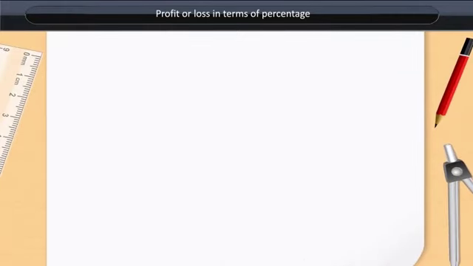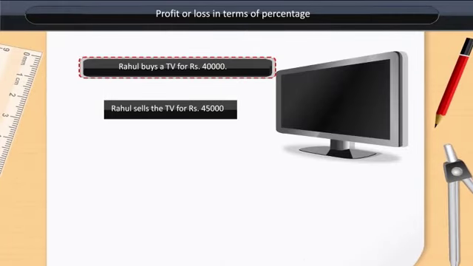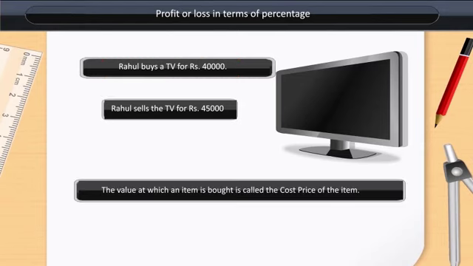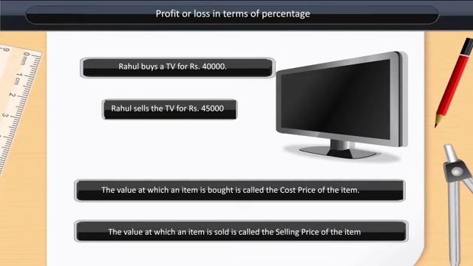Profit or loss in terms of percentage. Rahul buys a TV for ₹40,000. Rahul sells the TV for ₹45,000. The value at which an item is bought is called the cost price of the item. The value at which an item is sold is called the selling price of the item.